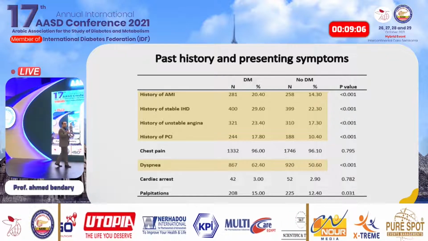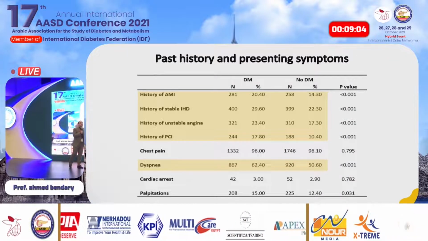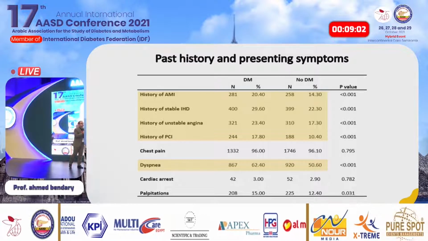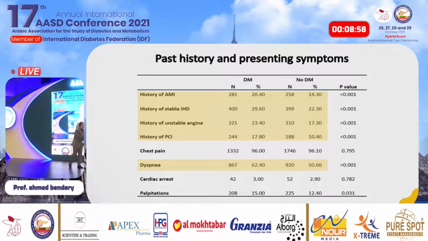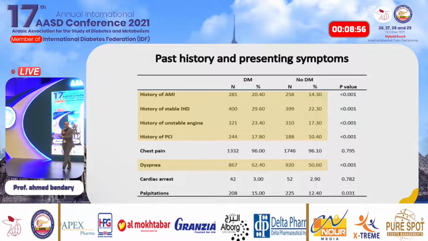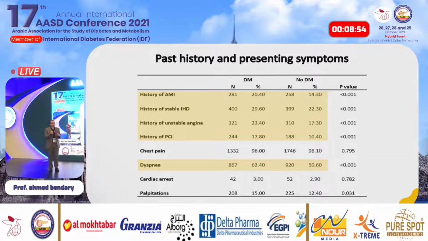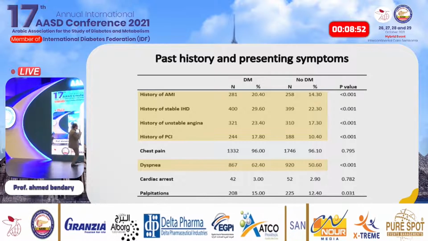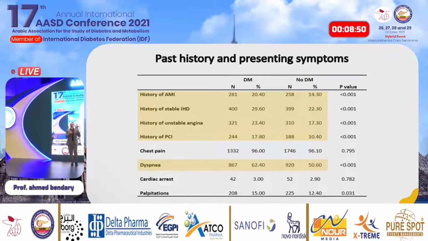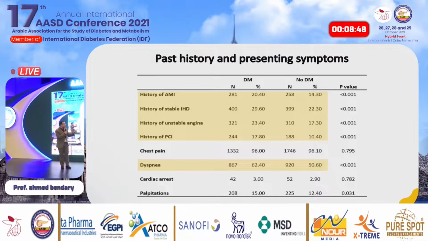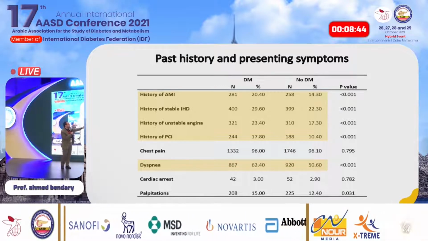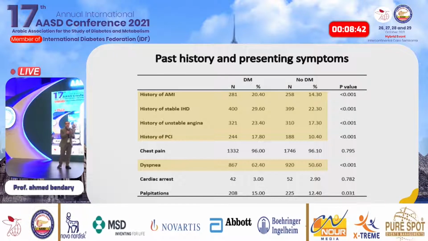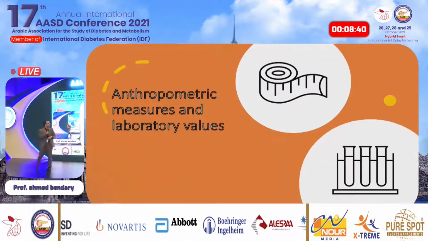And as we know, diabetes is a common pathogenetic factor of what we call silent myocardial infarction or silent ischemia due to the neuropathic process just discussed a few minutes ago. So it was not surprising to find that dyspnea as an atypical presentation of acute coronary syndrome was more prevalent in diabetics, 62%, compared to non-diabetics, just 50%.